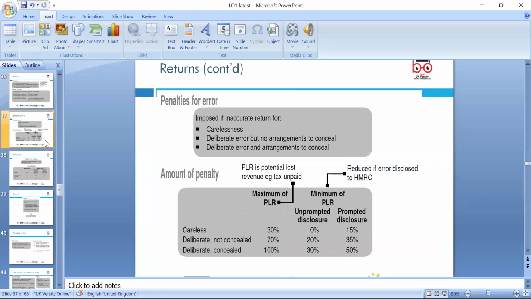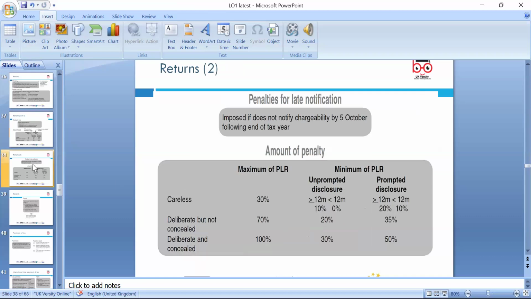Okay. So please, we can look around the penalties, errors, carelessness, deliberate behaviour: 30% careless, deliberate 70%, unprompted disclosures. If deliberate, then of course from disclosure the percentage will be reduced if you rectify it, and of course sometimes can be added. Penalties for late notification are imposed if you do not notify chargeability by 5th October following the tax year. So 30%, 70%, and 100%. So we have to look around these accordingly and make adjustments.